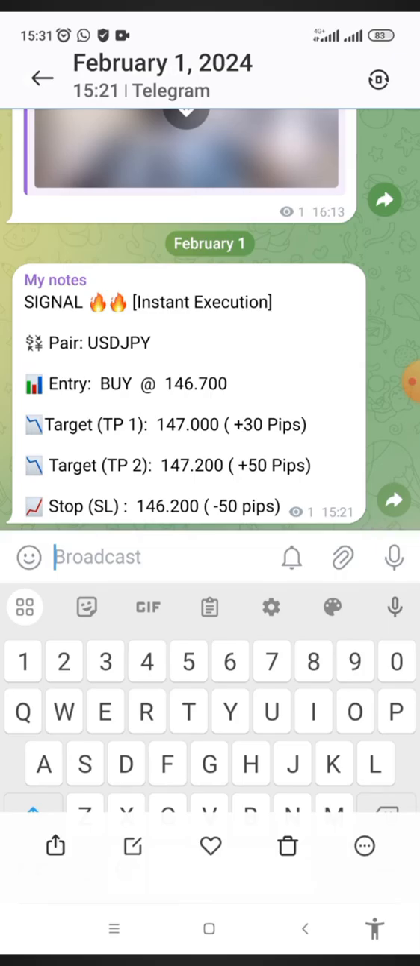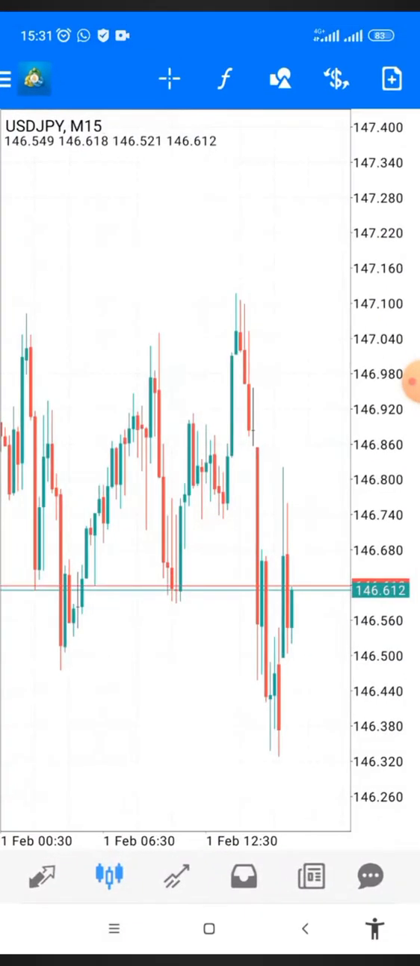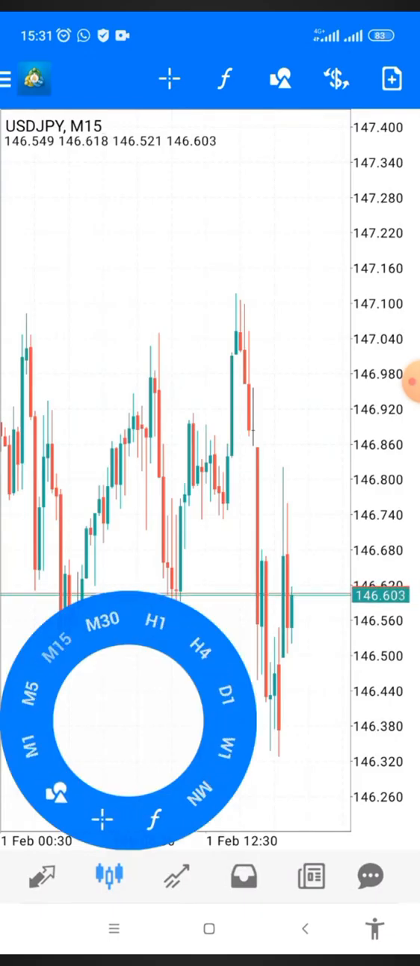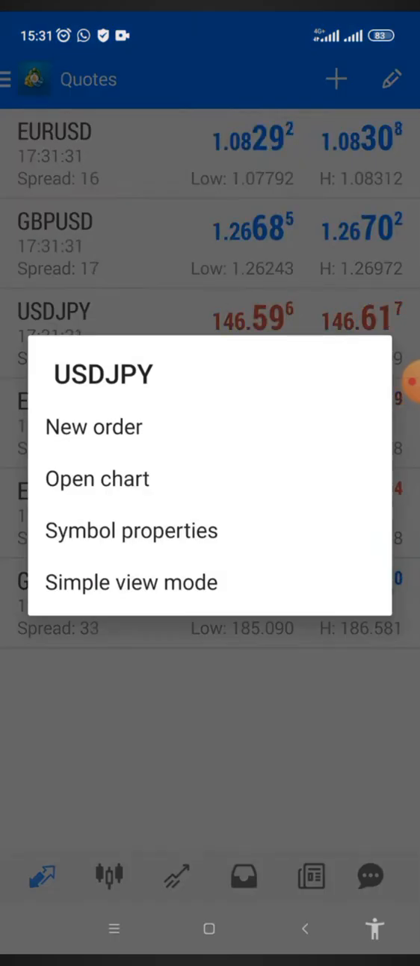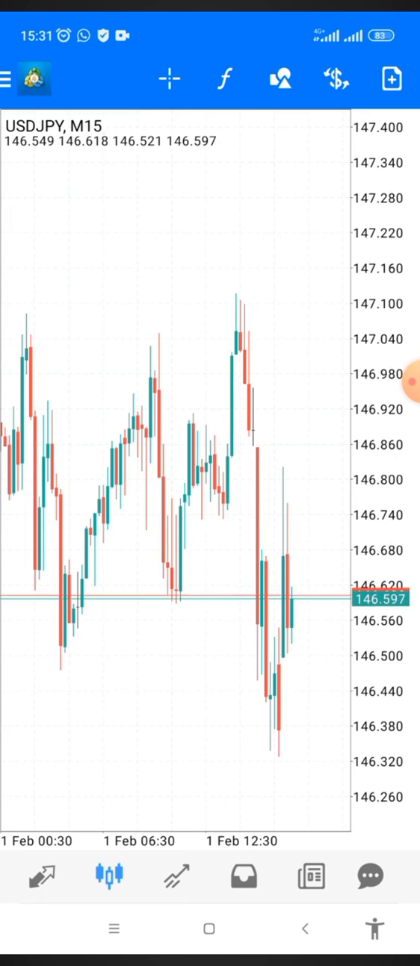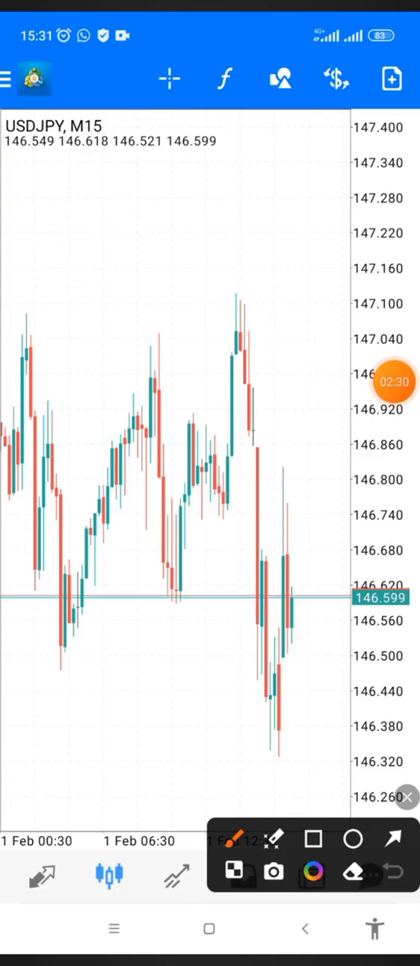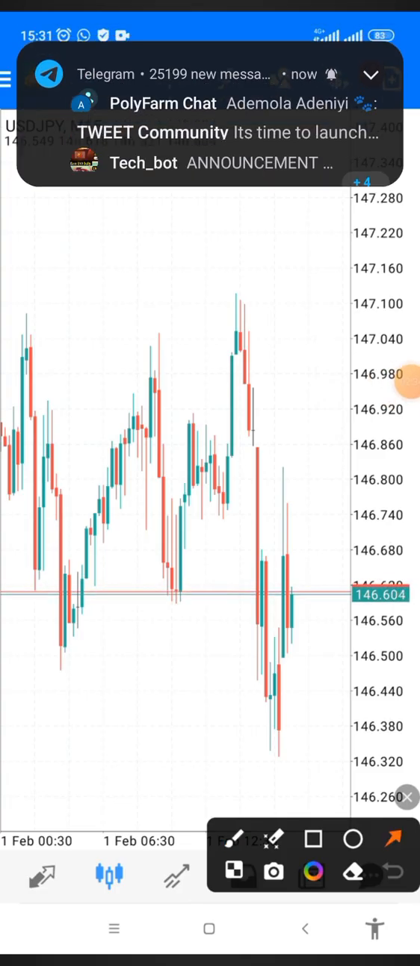So then we'll go to the MT5 or MT4 where you will place the trade. And then you will look for that pair, which is USD/JPY. For instance, you come to the pairs. USD/JPY is here. You tap on it. You click on open chart. At this point, you want to open the chart and see. This is USD/JPY and this is the chart. What is the current price of USD/JPY? The current price now is around 146.60.